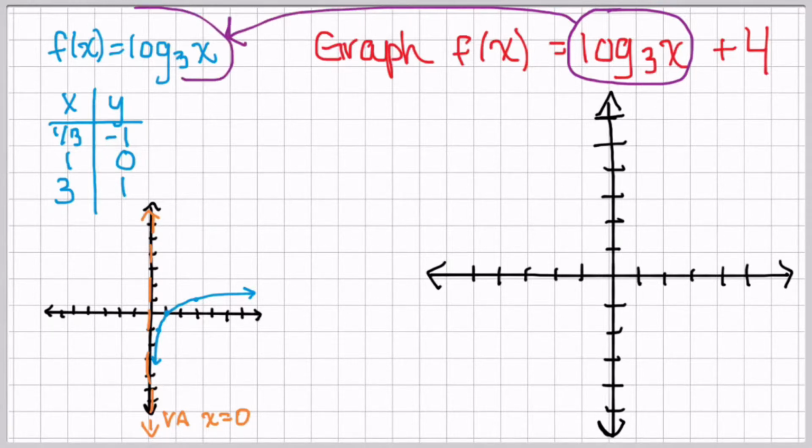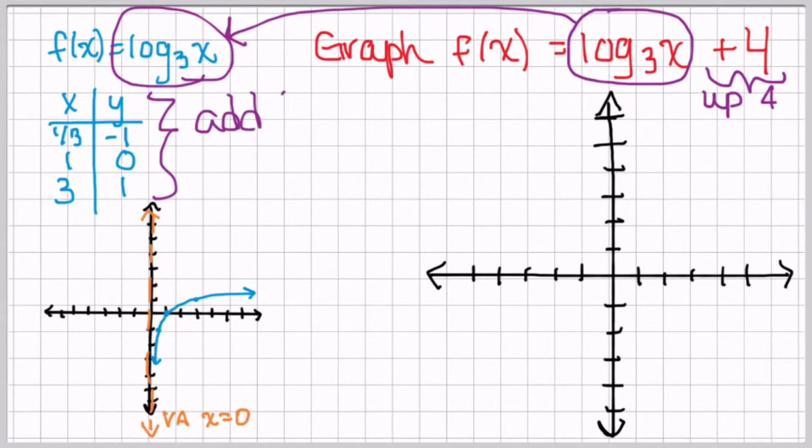And after that, we can use transformations. So plus 4 at the end means that the graph is going to shift up 4 units. And this means to get our new ordered pairs, we need to add 4 to all the y values.